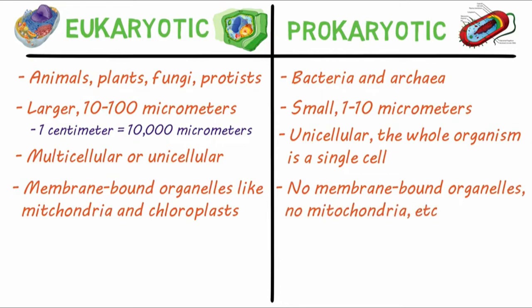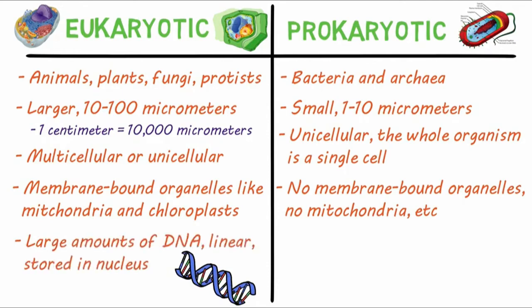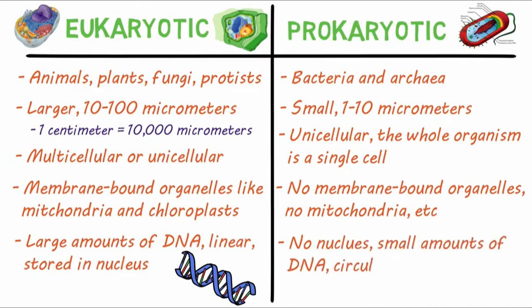The final difference I'll highlight is in their genetic information. Eukaryotes have large amounts of DNA that is linear and stored in the nucleus. Prokaryotes have no nucleus, small amounts of circular DNA that's freely floating in the cell.